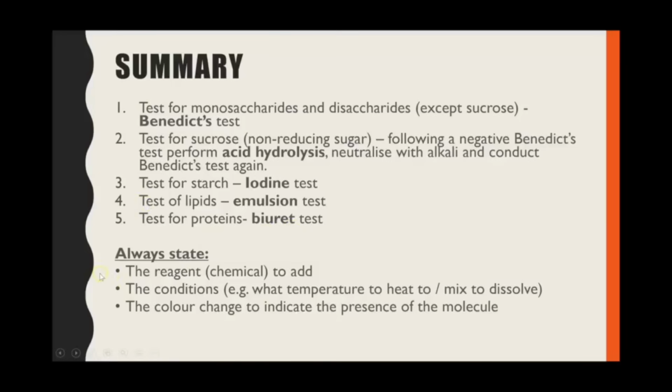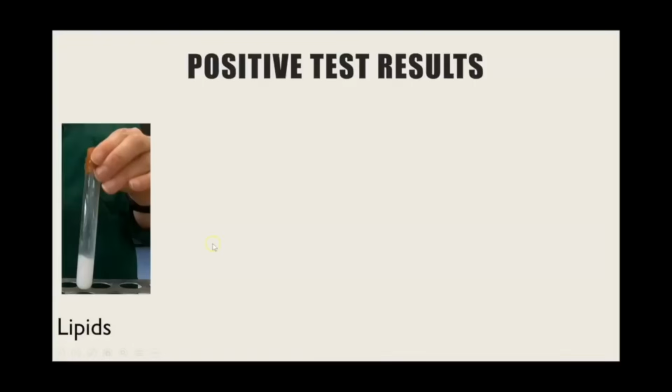In an exam, you would always have to state which chemical you're adding, which is the reagent, the conditions, so that could be whether you have to heat it, whether you have to boil it, do you have to mix to dissolve, and lastly the colour change to indicate the presence. So state the starting colour and the positive colour result. And that's what we're going to finish on, just summarising all of the positive test results.